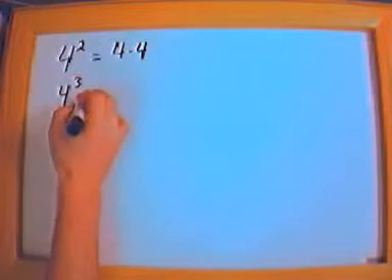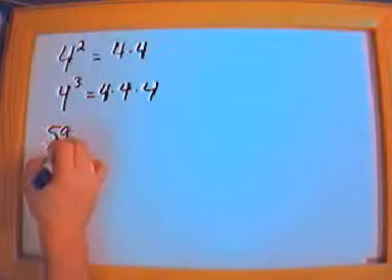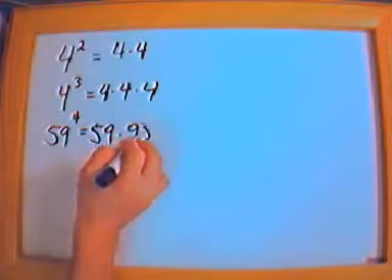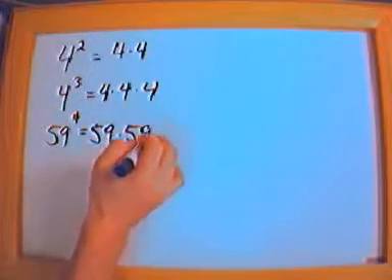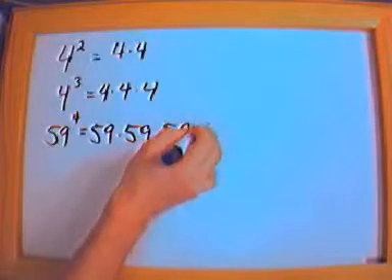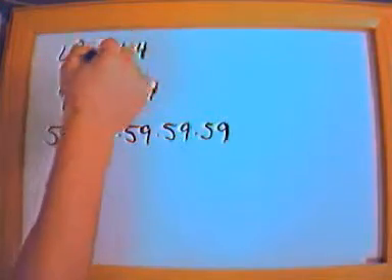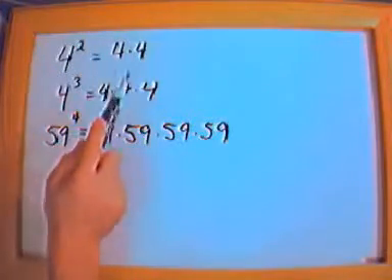So just going through a few quick examples, 4 squared is simply 4 times 4. 4 to the third is 4 times 4 times 4. 59 to the fourth is 59 times 59 times 59 times 59. All this is a shorthand way of compacting this down. We just write 4 squared, and it's 4 times 4. 4 to the third is 4 times 4 times 4.